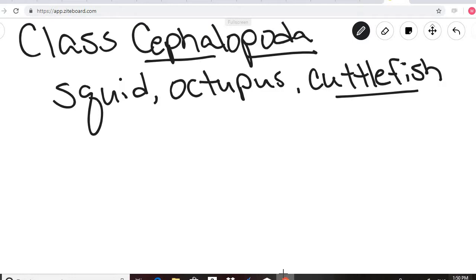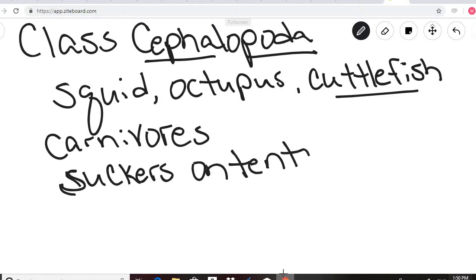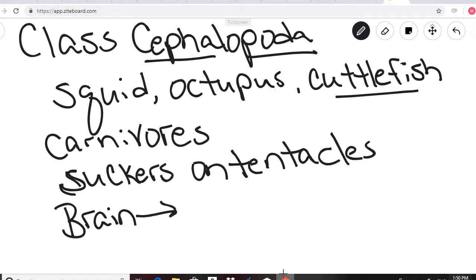This class of the mollusk are carnivores. So they're meat eaters. And they have suckers on their tentacles. I'm sure you're aware of that with regard to the octopus, where you have probably seen the suckers on their tentacles. Their brains are larger and more complex than most of the other mollusks.